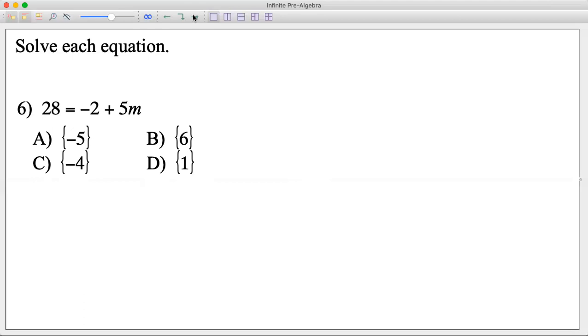-2 plus 5m. Are we getting rid of the 5 or the -2? Okay, look at the -2. How do you make -2 go away? +2. Some people are going to look at this plus and guess what they're going to do? They're going to subtract. Yeah, it's attached by addition. Yeah, but it's a -2.